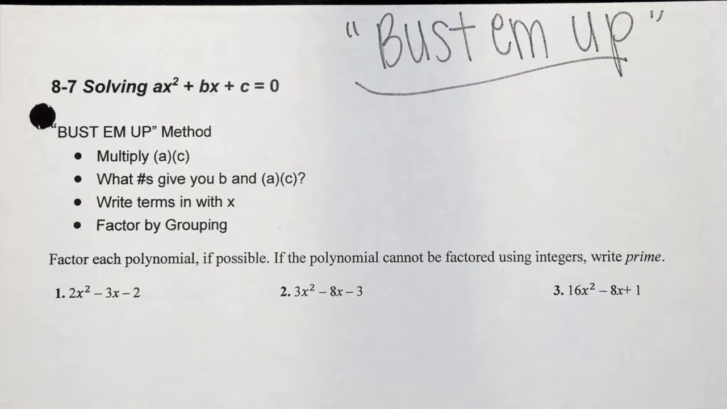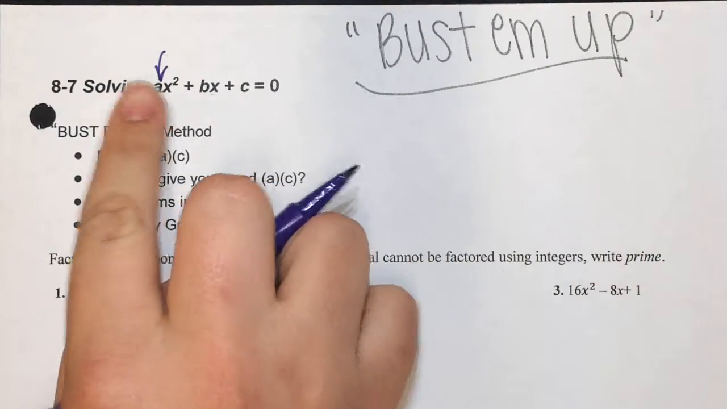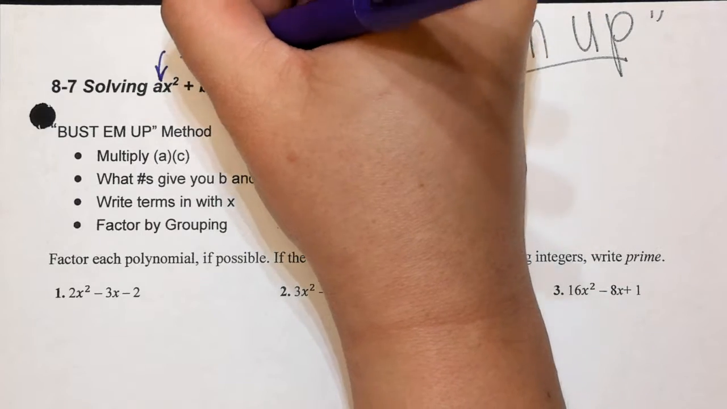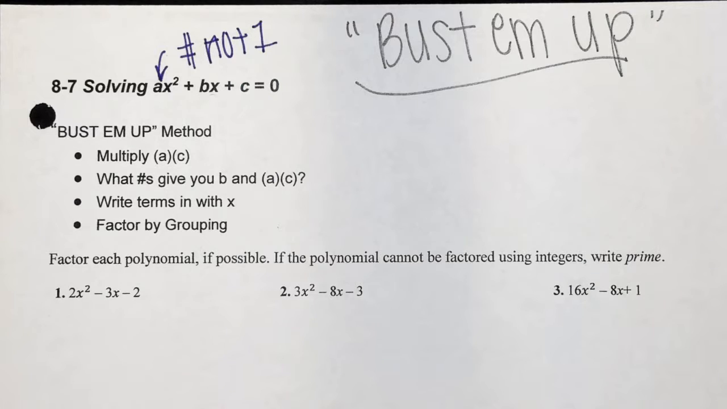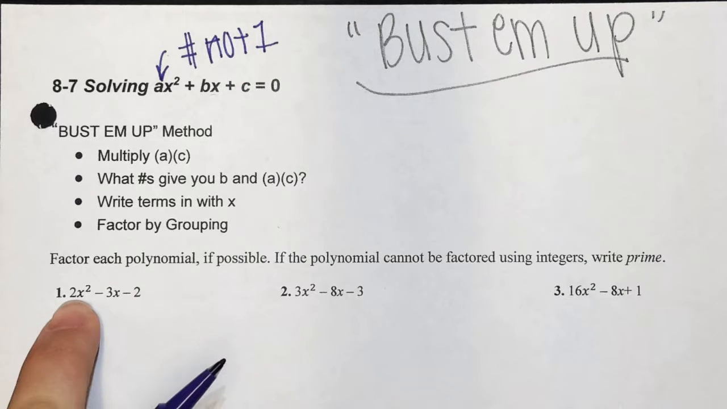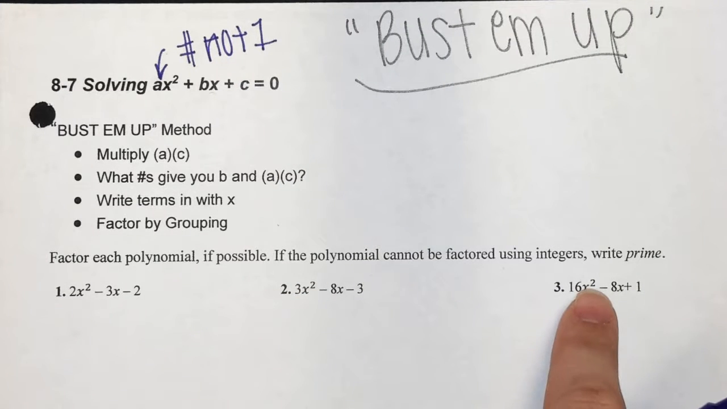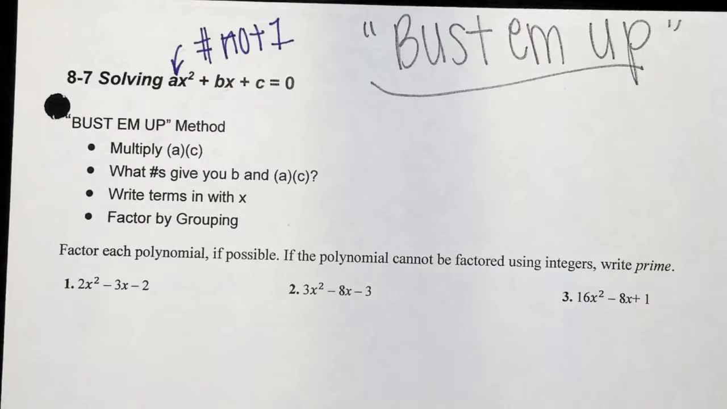So how do you know when to use bust them up? Whenever this number right here, A, is not equal to 1. When it's anything but 1, we use bust them up. So right here, what's our A? 2. What's A right here? 3. What's A? 16. In the easy method, all of those A's are 1. But in bust them up, they are any number besides 1.